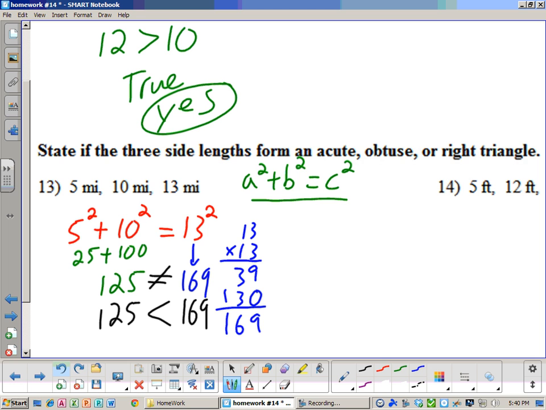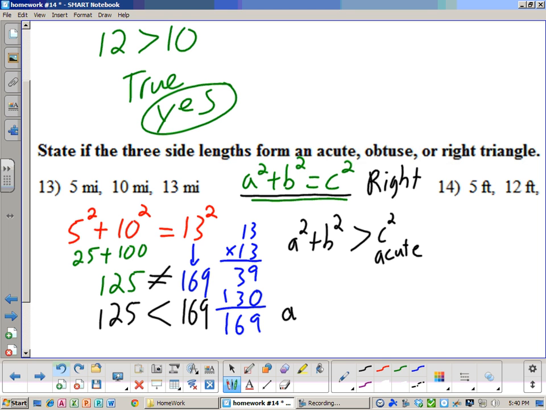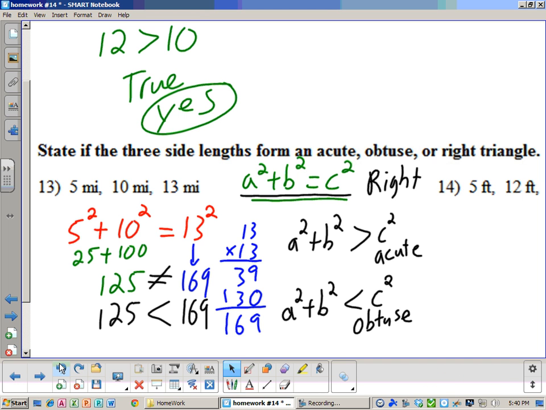So let me tell you right now, if a squared plus b squared is equal to c squared, that is a right triangle. If a squared plus b squared is greater than c squared, you're looking at an acute triangle. If a squared plus b squared, however, is less than c squared, and c squared is the biggest one in there, then you are looking at an obtuse triangle. Notice the difference.